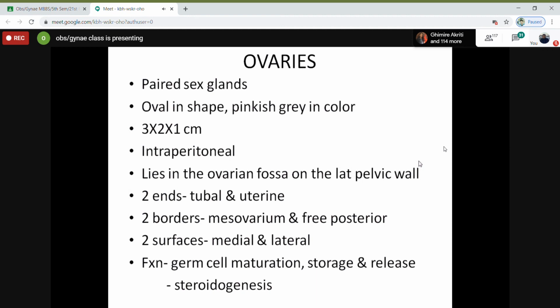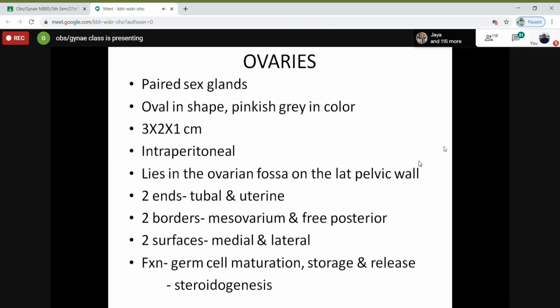Now the ovaries. The ovaries are paired sex glands, one on either side. They are oval in shape, pinkish gray in color. The size is 3 into 2 into 1 centimeters. It is intraperitoneal. It lies in the ovarian fossa on the lateral pelvic wall.